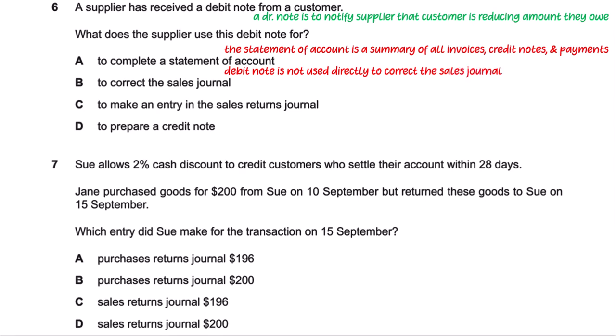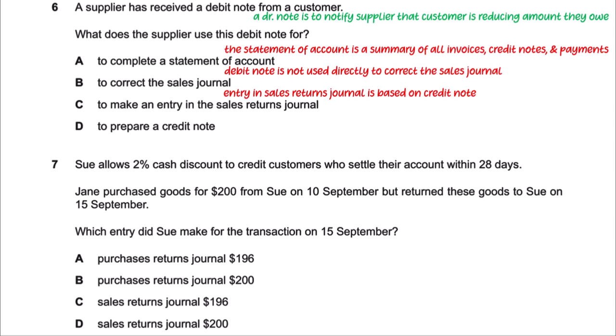Option C is written: to make an entry in the sales returns journal. It seems that an entry would be made in the sales returns journal because of this. But that's not the case. Rather, a credit note is issued because of the debit note. And after entering this credit note in the sales returns journal, it is sent to the customer. So this use is also incorrect.